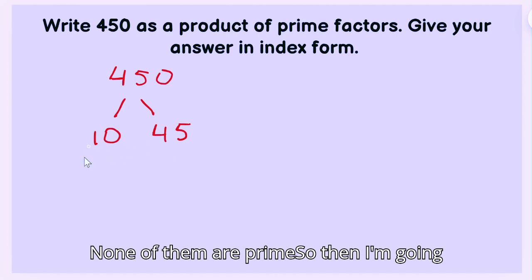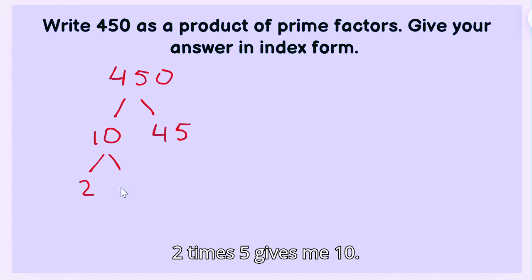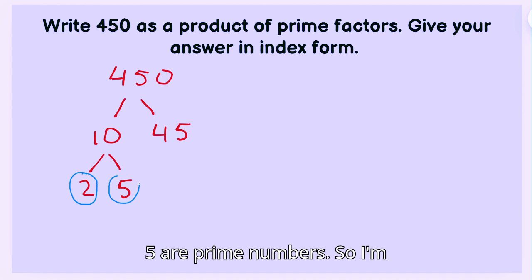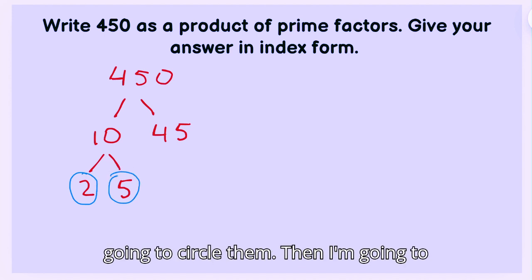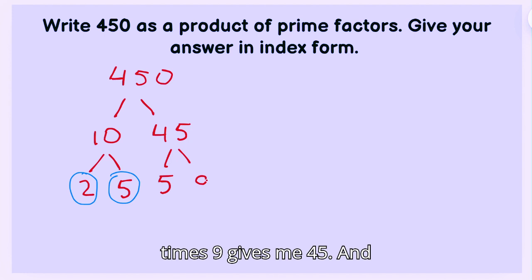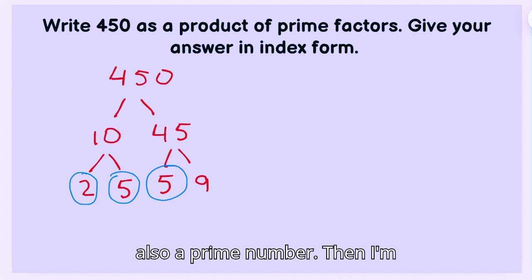None of them are prime. So then I'm going to factorize 10 further on. So 2 times 5 gives me 10. And we know that both 2 and 5 are prime numbers. So I'm going to circle them. Then I'm going to factorize 45. So 5 times 9 gives me 45. And then I'm going to circle 5 because 5 is also a prime number.